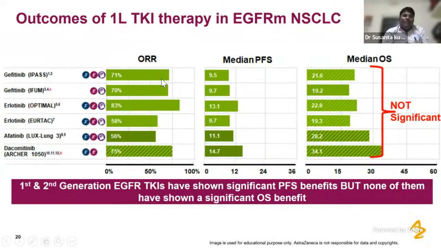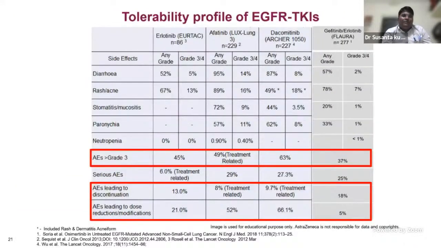Then this is the summarization of all the TKIs. We know the overall response rate is about 71 to 75%. In erlotinib and afatinib it is around 60%, and median PFS varies from 15 months to 10 months, but there is no OS benefit. The first and second generation EGFR TKIs have shown significant PFS, but none of them shows significant OS benefit.